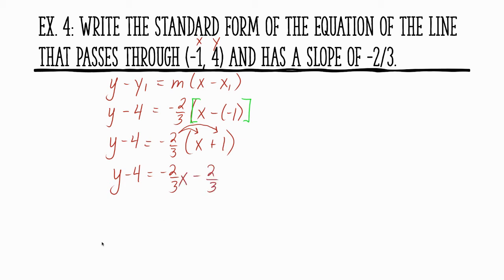Now here we have a fraction, and we don't want to work with the fraction. We need to get rid of it, and we do that by finding the lowest common denominator of both of these fractions. The lowest common denominator is going to be 3 because they both have a 3 in their denominator. Now we multiply each term in this equation by 3.